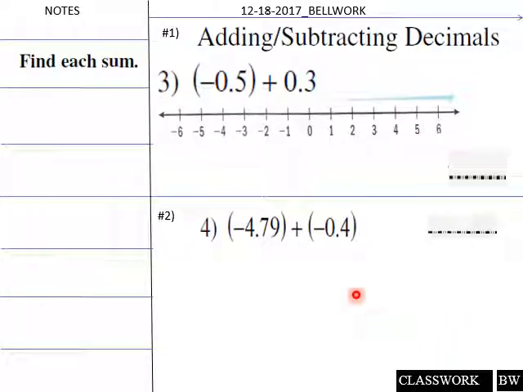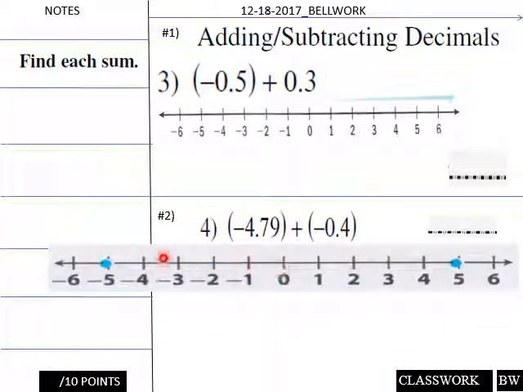Teachers and students, we have adding and subtracting decimals. I put a number line up here to help visualize what's going on. And then down here, same thing, negative 4.79 plus negative 0.4. Teachers, give your students about 3 minutes to do this. See you in 3 minutes.